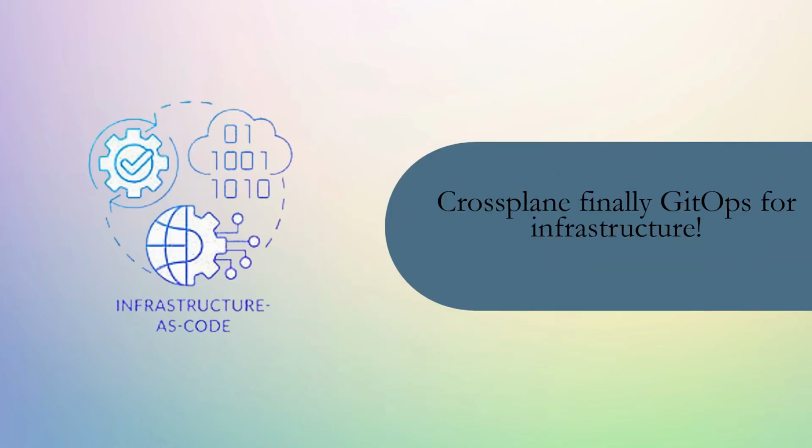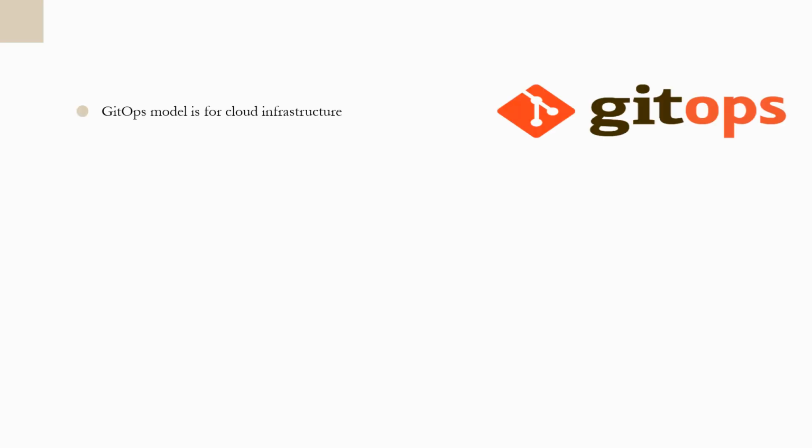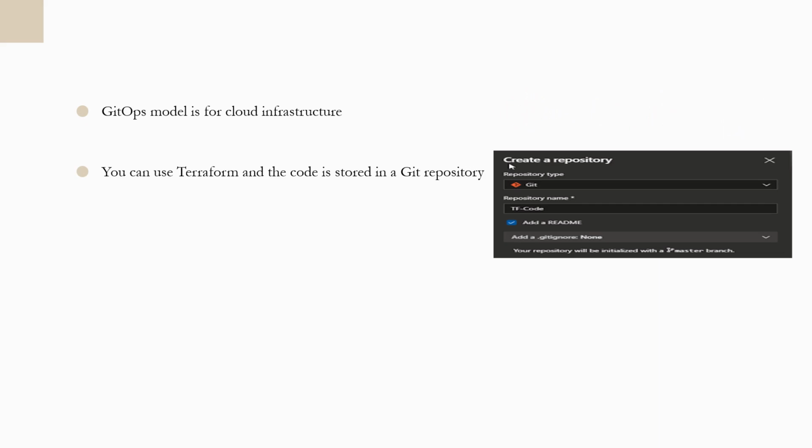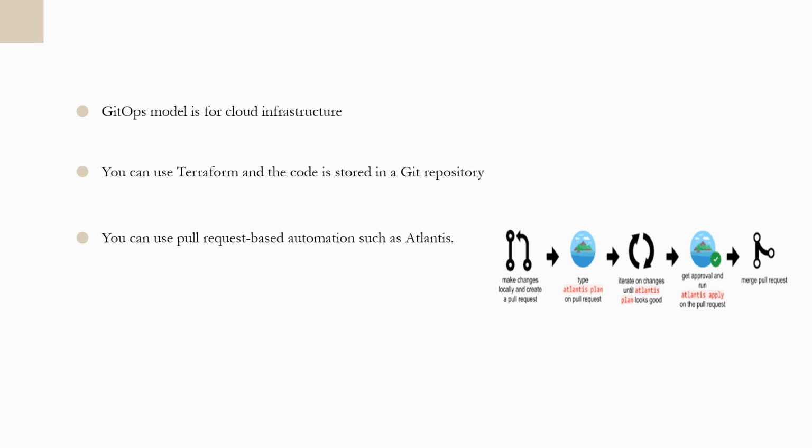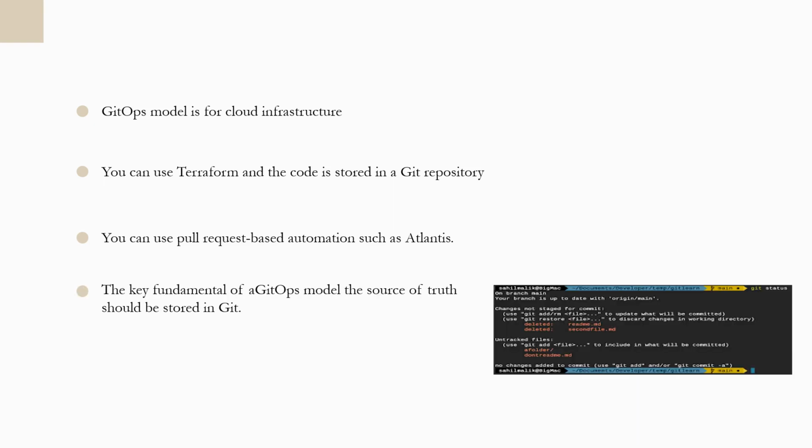You might be reading the title and thinking, I already kind of have a GitOps model for cloud infrastructure. I use Terraform and the code is stored in a Git repository. I use pull request based automation such as Atlantis. But is the state stored in Git? The key fundamental of the GitOps model is that the source of truth should be stored in Git.